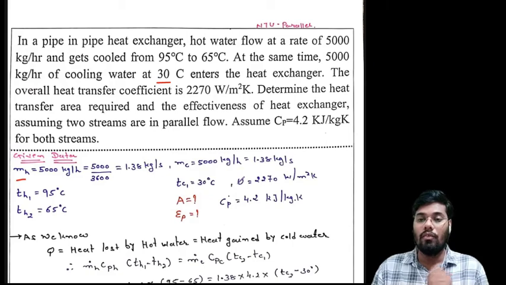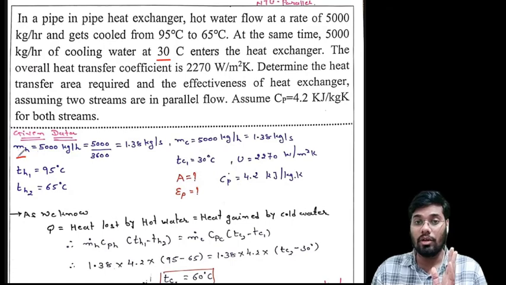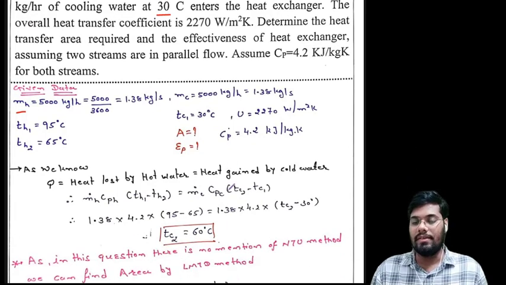So first we need to find out the unknown temperature. Only three temperatures are given. Whenever we know the values of three temperatures, we can easily find out the unknown fourth temperature if we know the mass flow rate and specific heat. So here we know the mass flow rate of hot fluid, the mass flow rate of cold fluid, and also the specific heat of both fluids, because both are water. So we know the values of CPH and CPC.